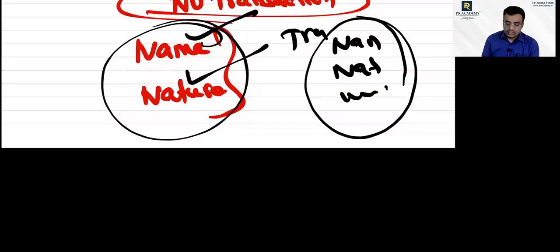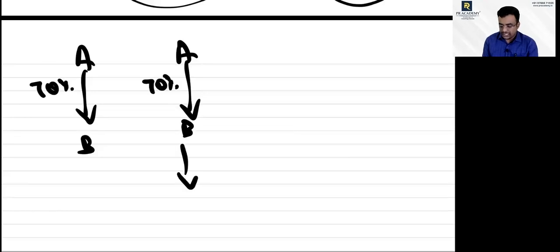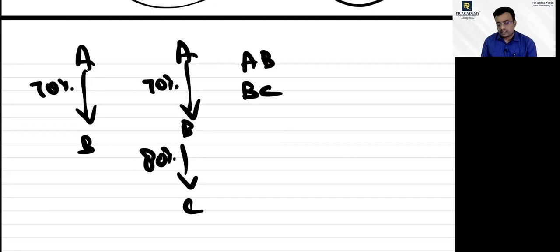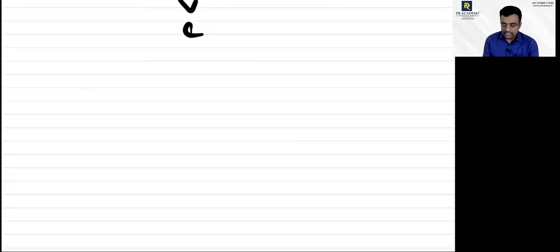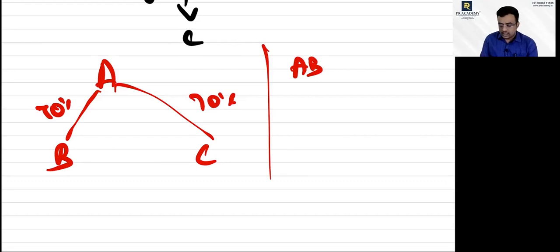Now, A Limited is holding 70% shares in B Limited. Related or not related? Related. A is holding 70% in B, and B is holding 80% in C. Now AB is related or not? Related. BC? Related. AC? Related. Now, A, B and C, 70%. AB is related? Yes. AC is related? Yes. What about B and C? Not related. Very good.